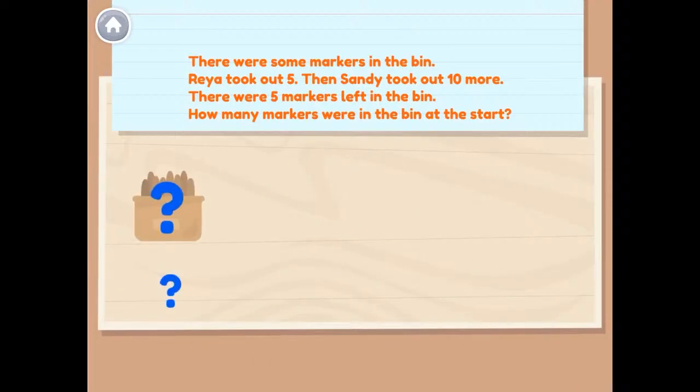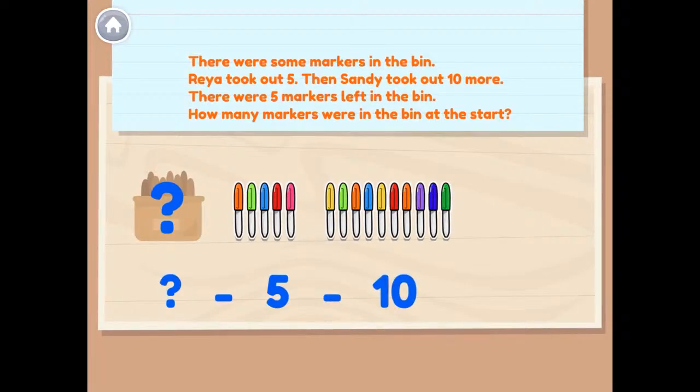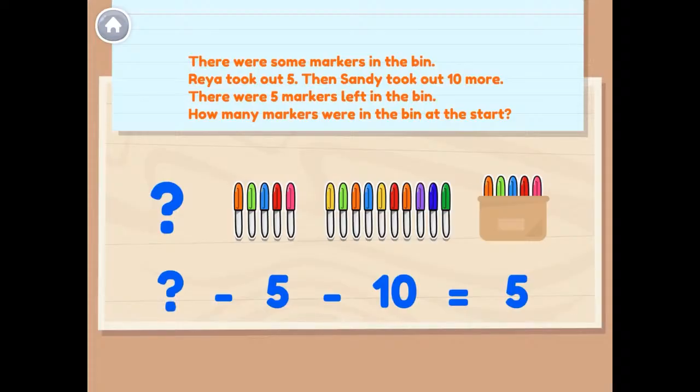There were some markers in the bin. Rhea took out 5. Then Sandy took out 10 more. There were 5 markers left in the bin. So, Detective, are you ready to solve for the question mark? What minus 5 minus 10 equals 5?